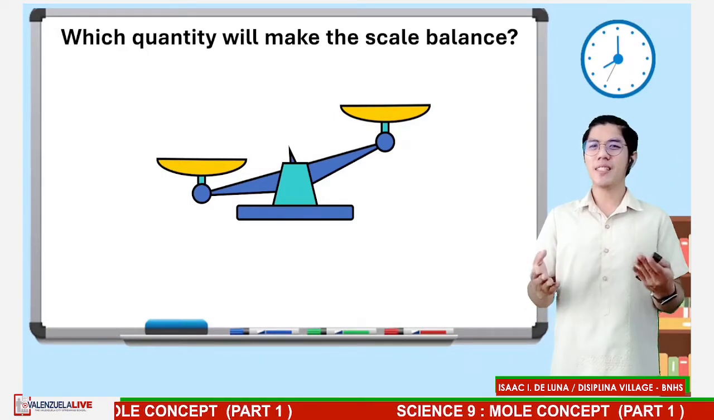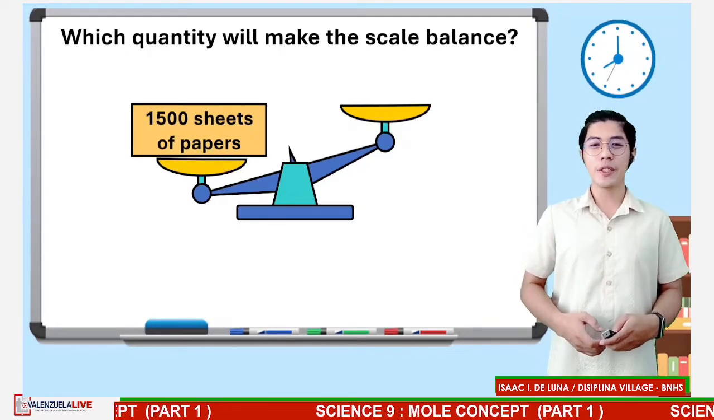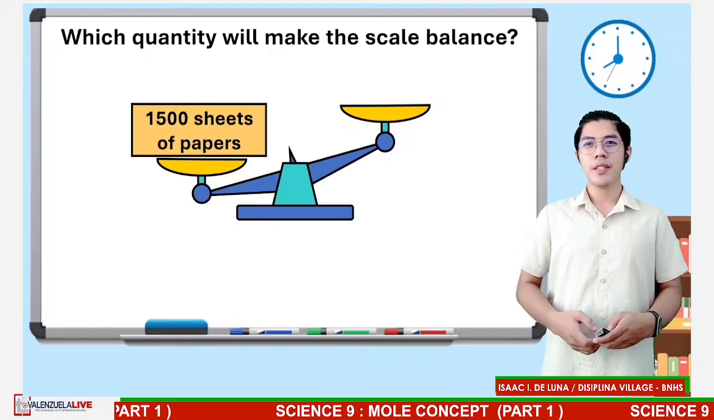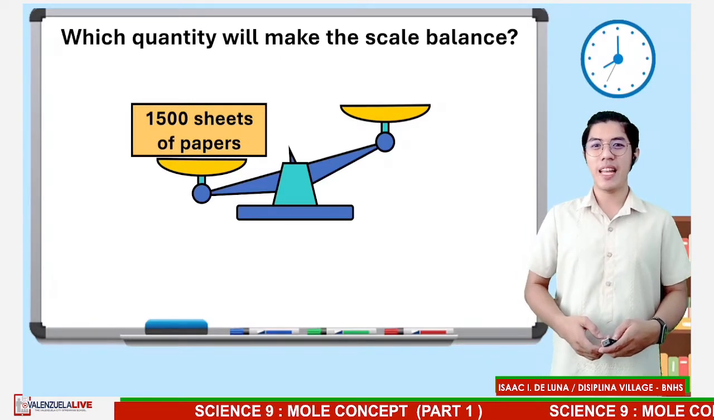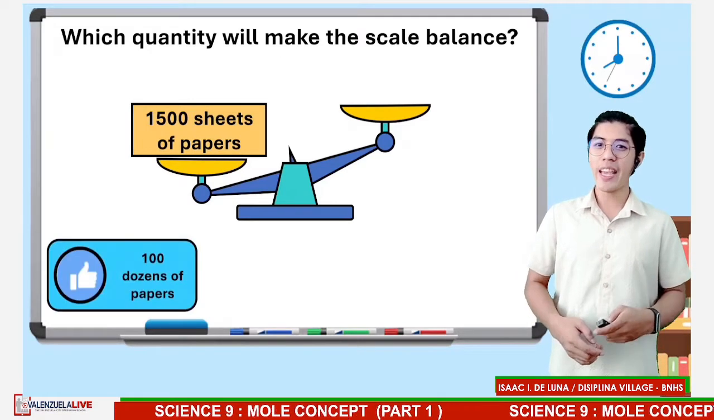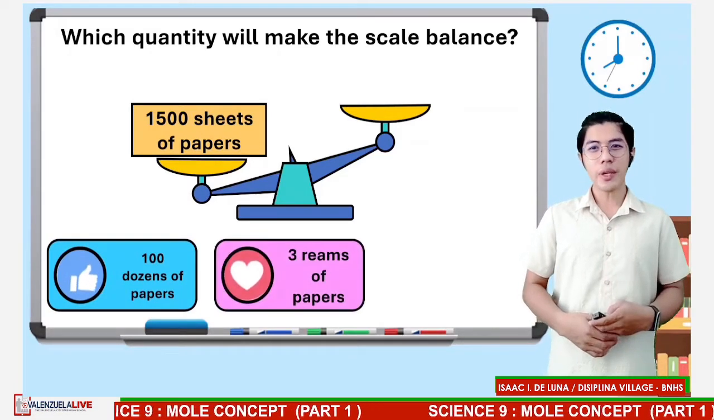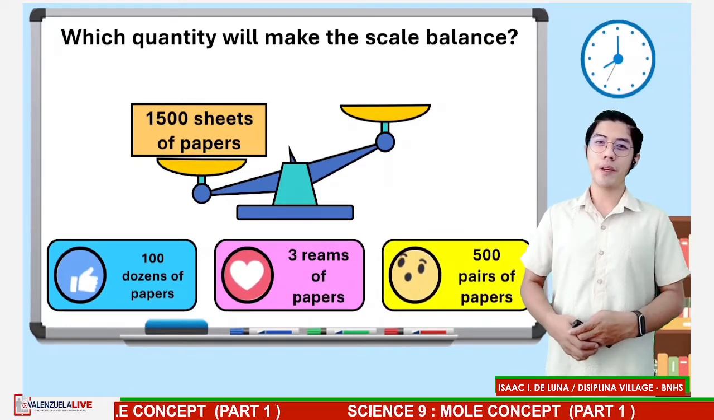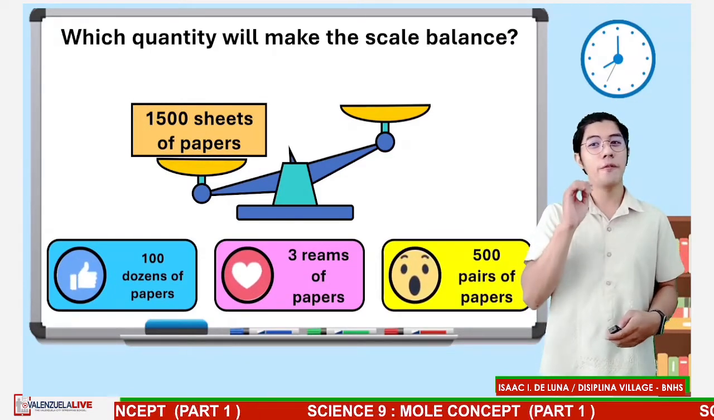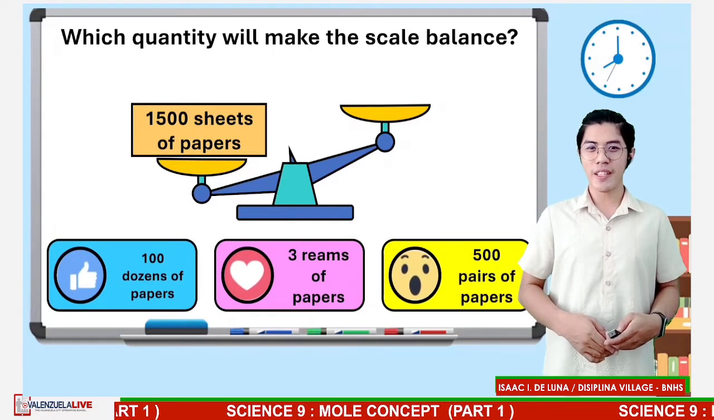For the last round, we have here 1,500 sheets of papers. So, which quantity below can make the scale balance? Is it 100 dozens of papers, heart, 3 reams of papers, or wow, 500 pairs of papers? You have 5 seconds to choose your answer. Timer starts now.